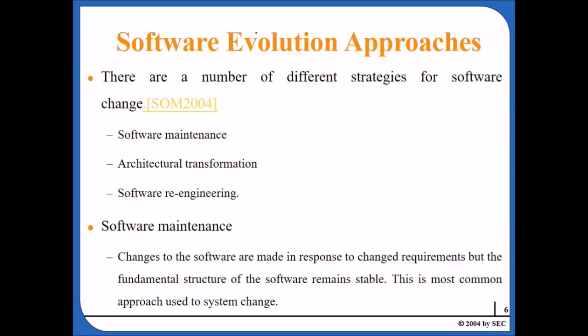There are various approaches to software evolution. There are a number of different strategies for software change. First of all, we have software maintenance, architectural transformation, and software reengineering. What is software maintenance? Changes to the software are made in response to changing requirements, but the fundamental structure of the software remains stable. So the structure of the software will remain almost similar, and certain changes are to be made on it. This is the most common approach used in software system change.